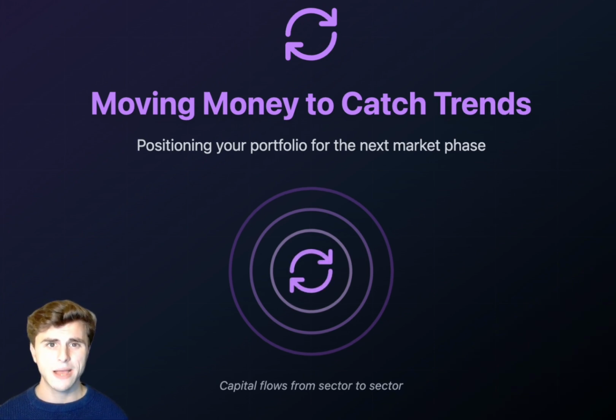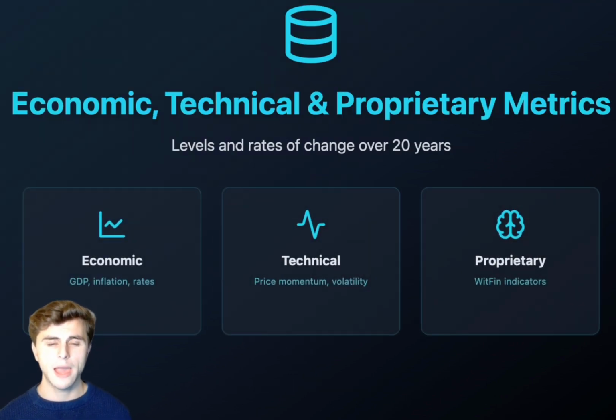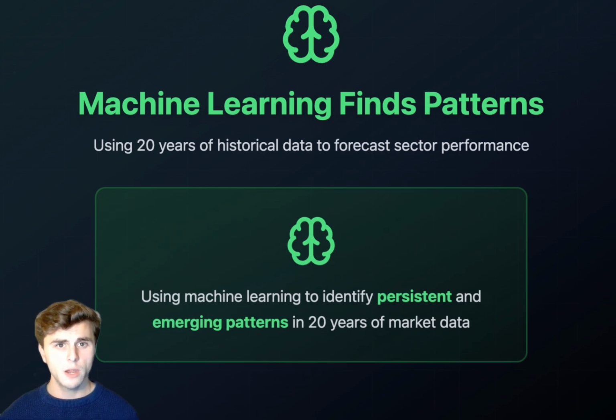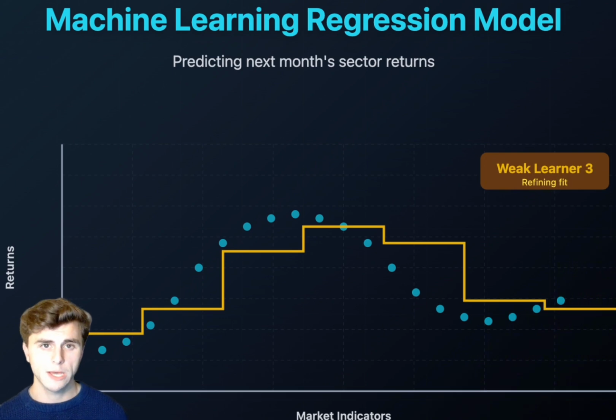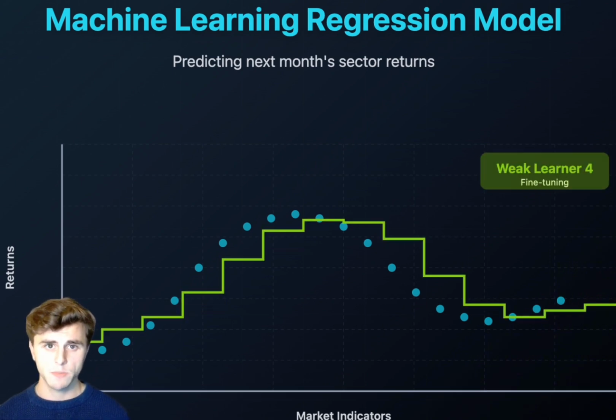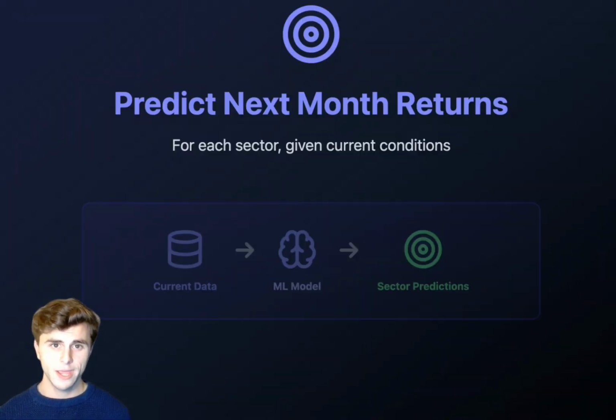Okay, so how exactly does WitFin make these predictions? Let's jump into the intermediate explanation to go a bit more into detail. To start, the model looks at key leading economic, technical, and proprietary metrics over the last 20 years. We then feed all this data into what's known as a machine learning regression model. And the model's job is to predict the returns of that specific stock sector ETF in the next month.